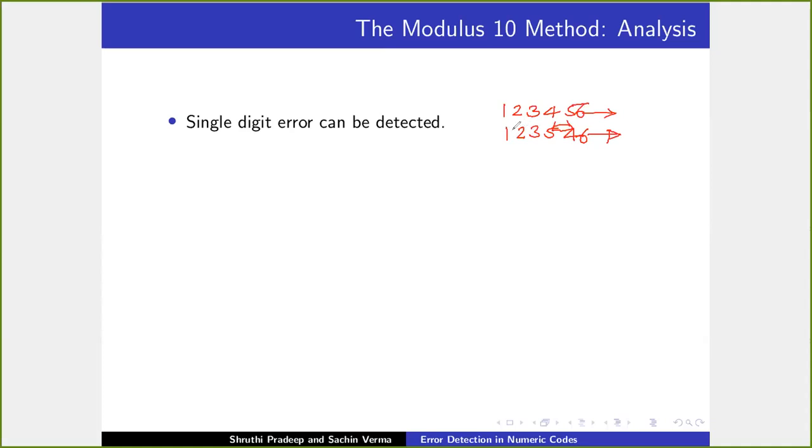Sachin, can anybody correct it? The total sum was 15, right? So the last digit, as he has written 6, it should be 5. Okay, it is 5. Okay, that's fine.